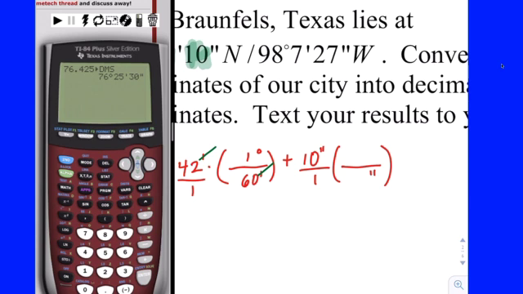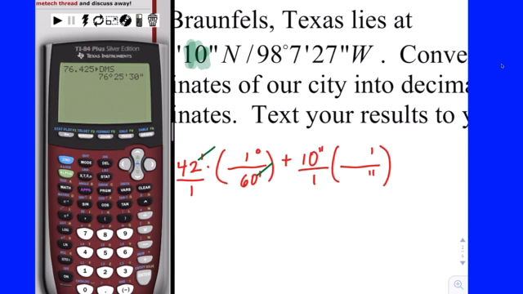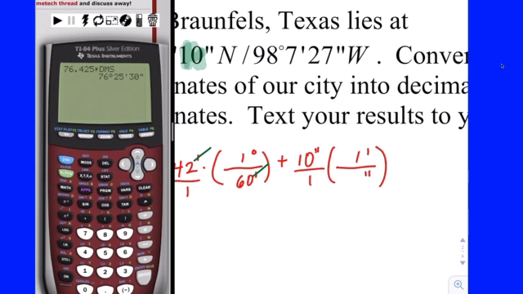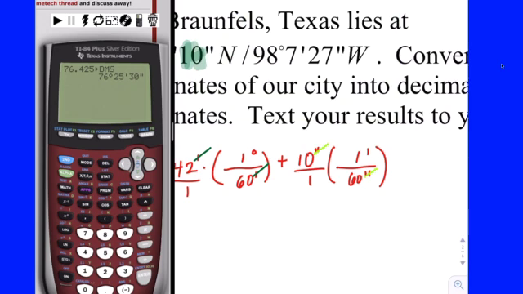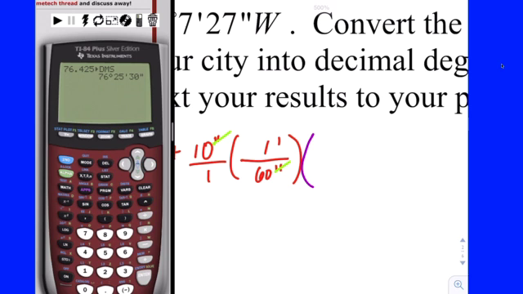Now, you might need to do two conversions here, right? If I want to go from seconds to minutes, that would be 1 minute is 60 seconds. Now notice the seconds divide out. But I'm still left with minutes, and I want to convert that to degrees. So now I'll multiply again by a conversion factor. 1 degree is 60 minutes.